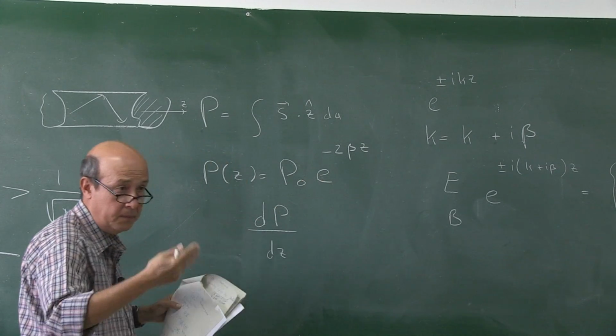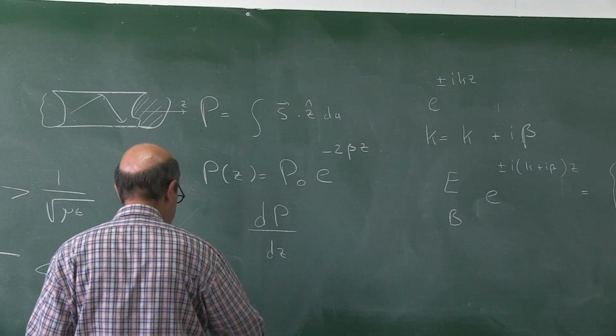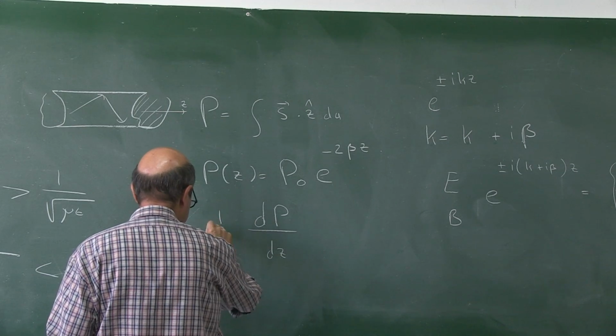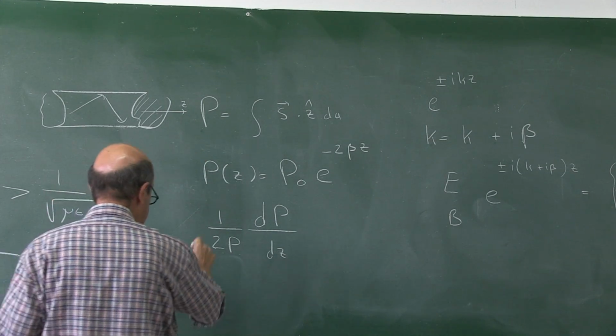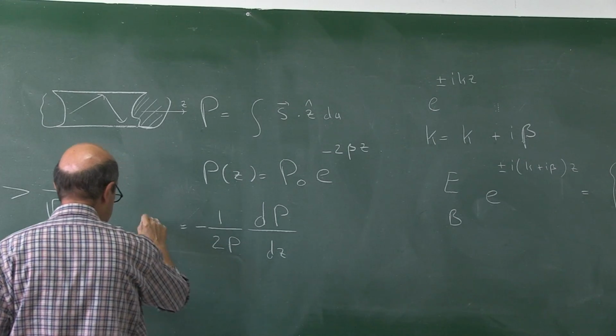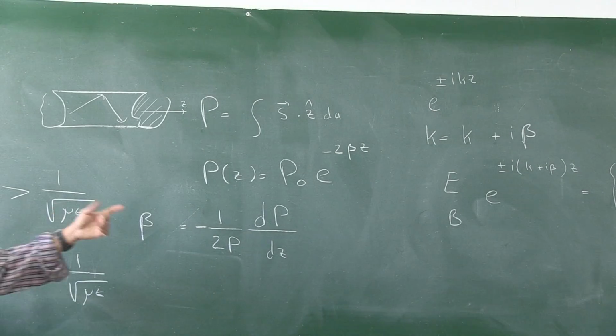Minus 2 beta times the exponential term. And if you divide this by the same quantity, 2 times p, and multiply with minus, you will get beta. And beta is the attenuation coefficient. So you can see by hand.